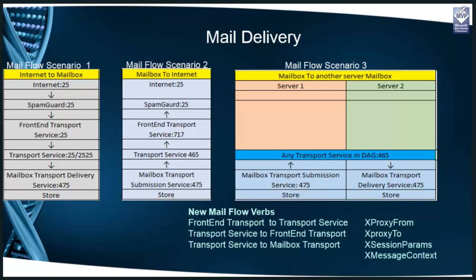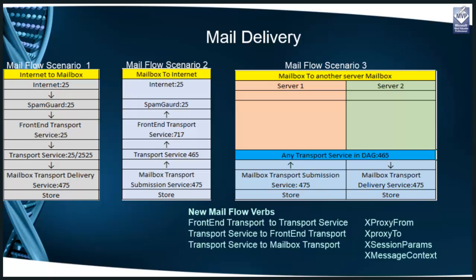Mail flow scenario 2: when you send an email out to the internet, how does it happen? You have the email in your database, and the mailbox transport submission service picks up the email on port 475 and transfers it to the transport service on port 465. The transport service transfers it to the front-end transport service on port 717.